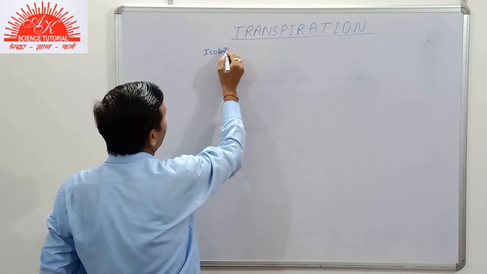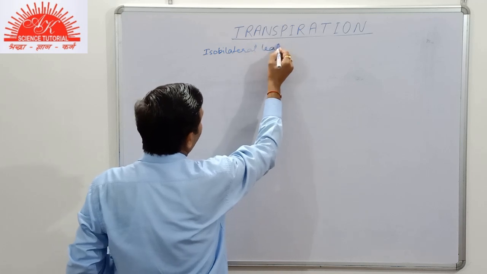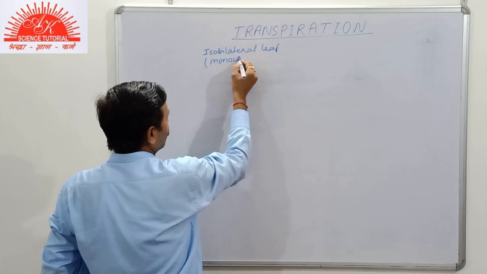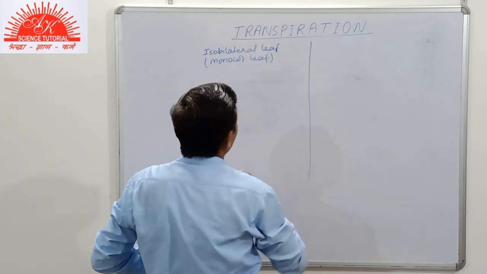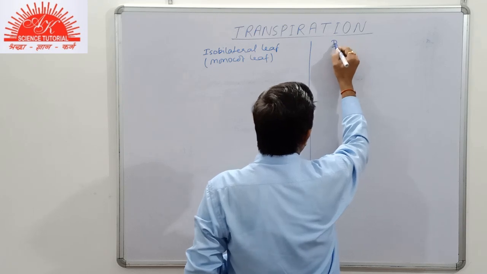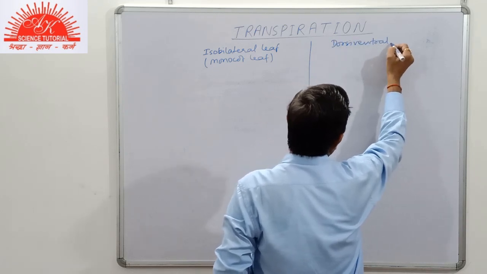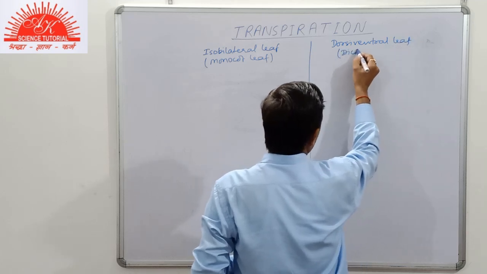So first of all study the difference between isobilateral leaf, which is also known as monocot leaf, and second, dorsiventral leaf, also known as dicot leaf.